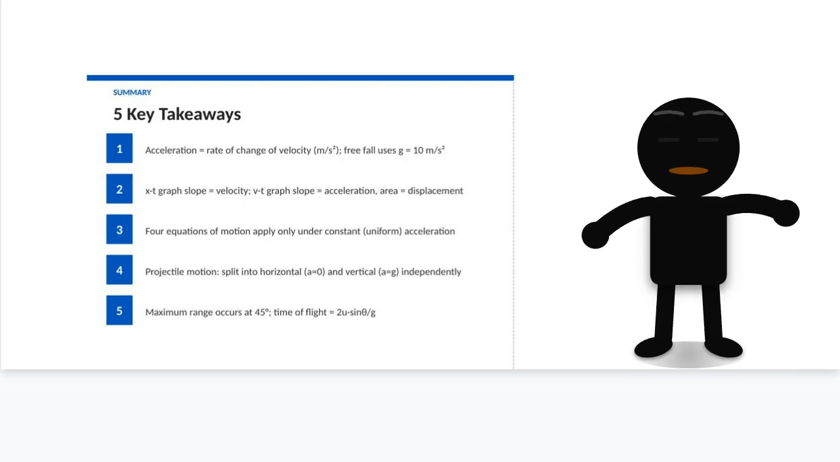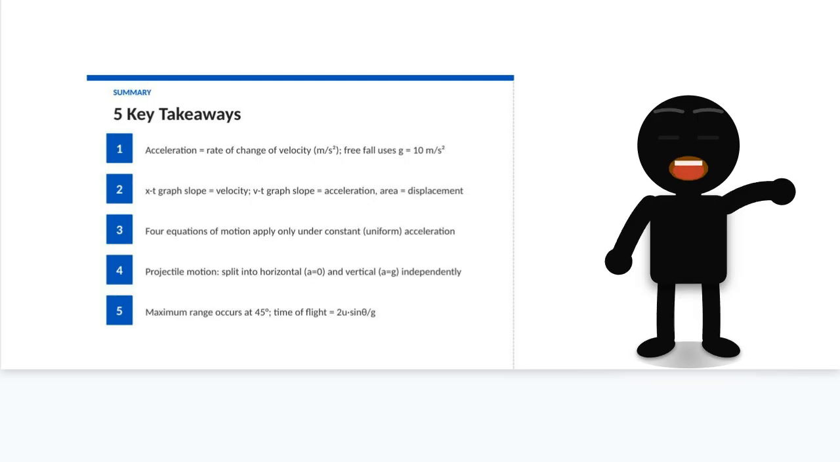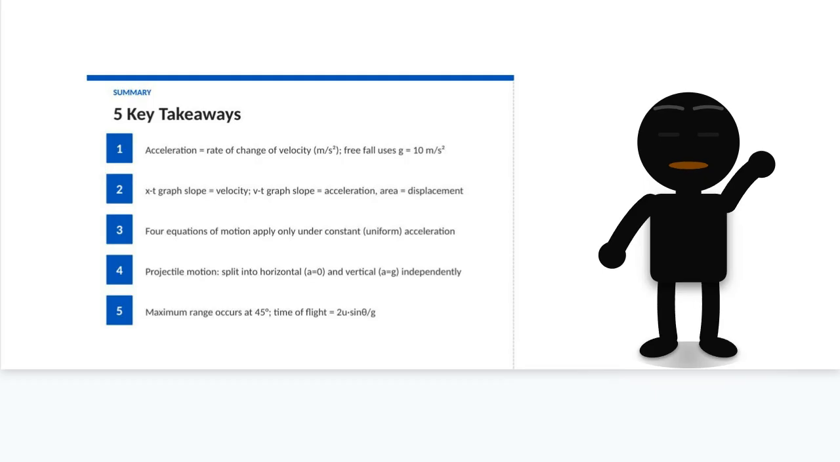4. Projectile motion is solved by splitting into horizontal and vertical components. Never try to handle it as a single motion. 5. Maximum range in projectile motion happens at 45 degrees.